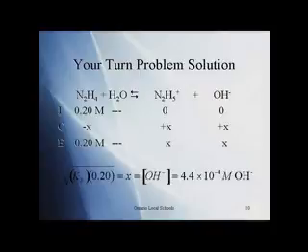So in solving for X, which is our interest for the hydroxide ion concentration, we take the square root of the product of Kb times 0.20 is equal to X. And when we do that, we're going to get 4.4 times 10 to the negative 4th moles per liter of the hydroxide ion.